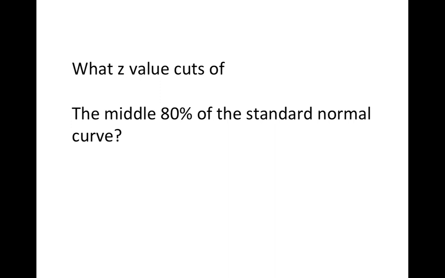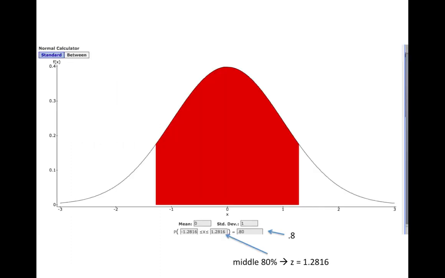And finally, the z-score that's going to cut off the middle 80% of the standard normal curve. So we want between, because we want two boundary values, the middle, and the middle is going to be 80%, and we're going to supply the area. We're going to hit compute, and the boundary values are plus and minus 1.2816.